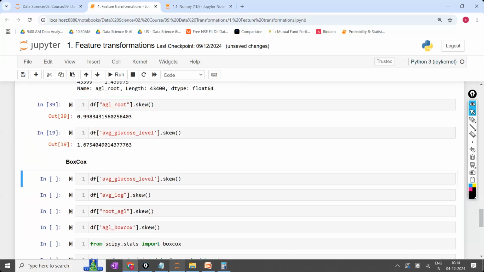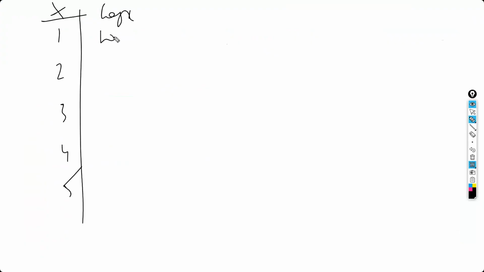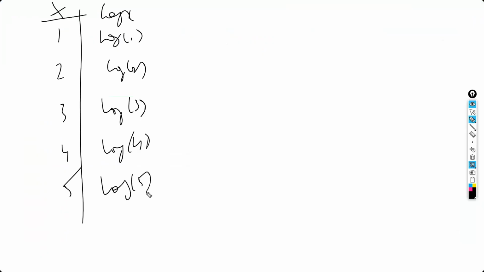The third one is called Box-Cox transformation. Now what is this Box-Cox transformation? Let's understand the Box-Cox transformation clearly. Here these are 1, 2, 3, 4, 5. Let us take these as the numbers. This is the original data. Wherever the x is there, it is original data. What does log x mean? Log of 1, log of 2, log of 3, log of 4, log of 5. This is called log transformation.